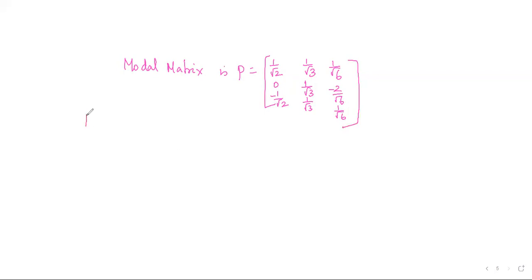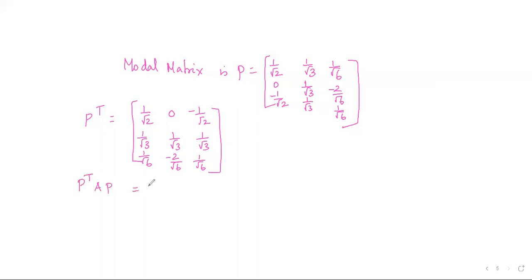Then we can find out the transpose of the model matrix. So you know how to find the transpose. The transpose is nothing but 1 by root 2, 0, minus 1 by root 2. Then second column can be written as second row. Then third column can be written as third row, 1 by root 6, minus 2 by root 6, 1 by root 6. Okay. So in order to convert it to the canonical form, you have to find out P transpose AP.